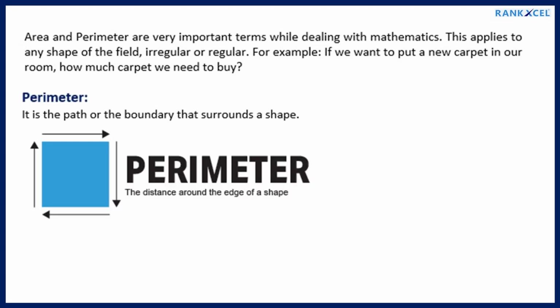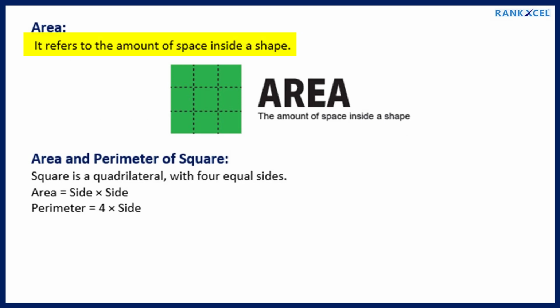Perimeter. It is the path or the boundary that surrounds the shape. Area. It refers to the amount of space inside a shape.